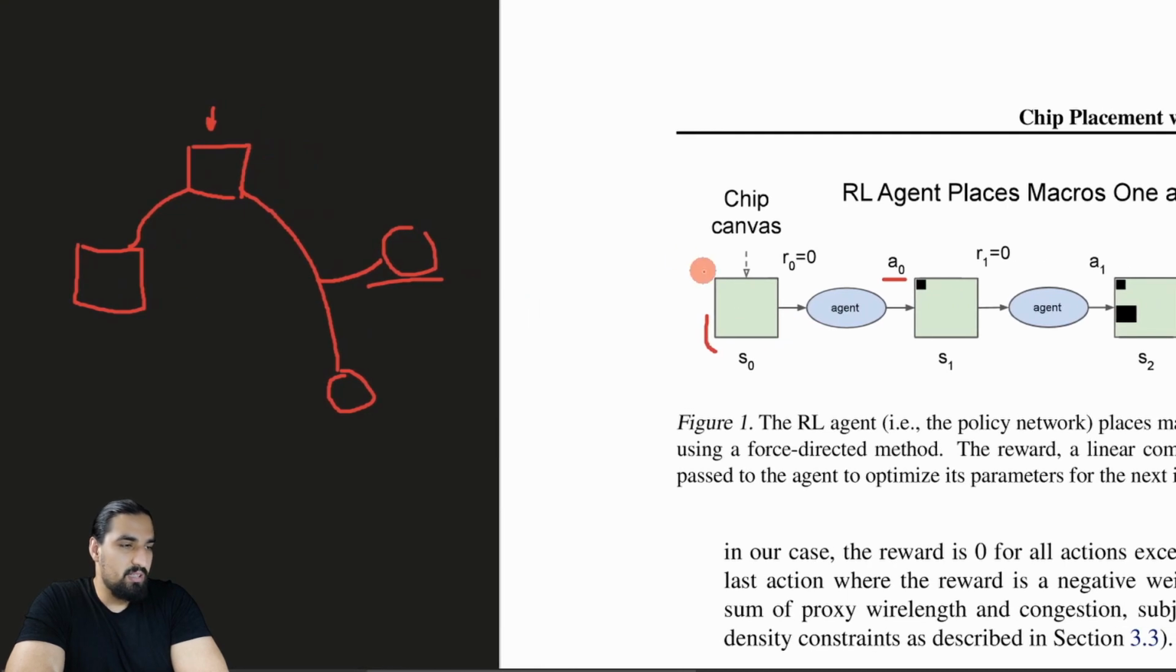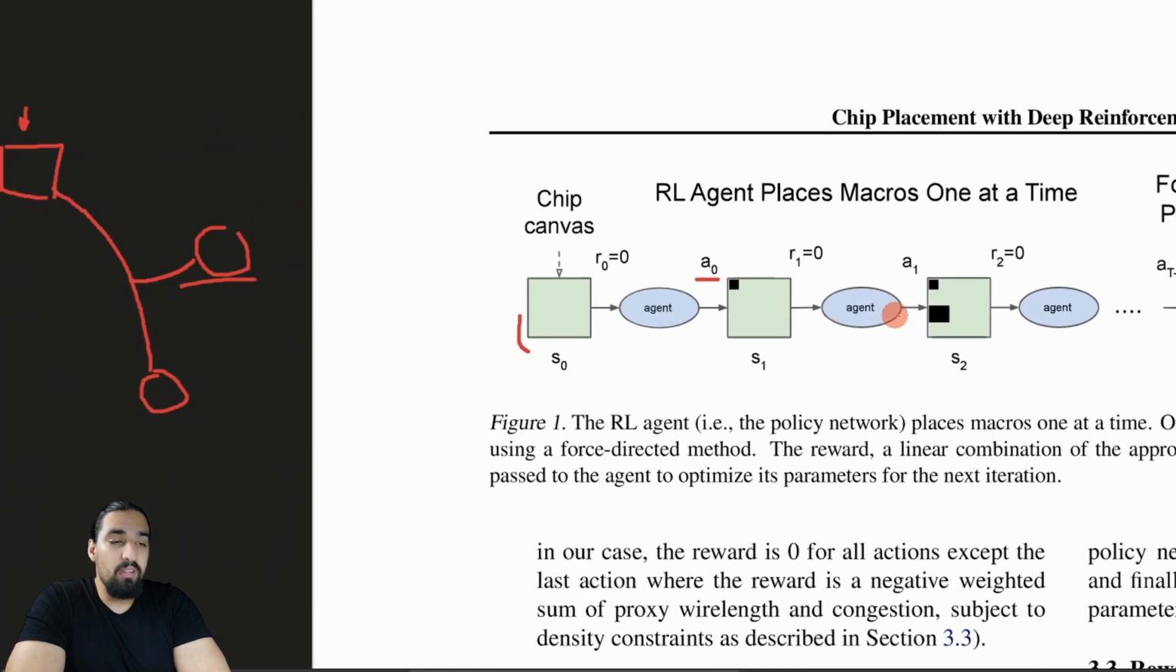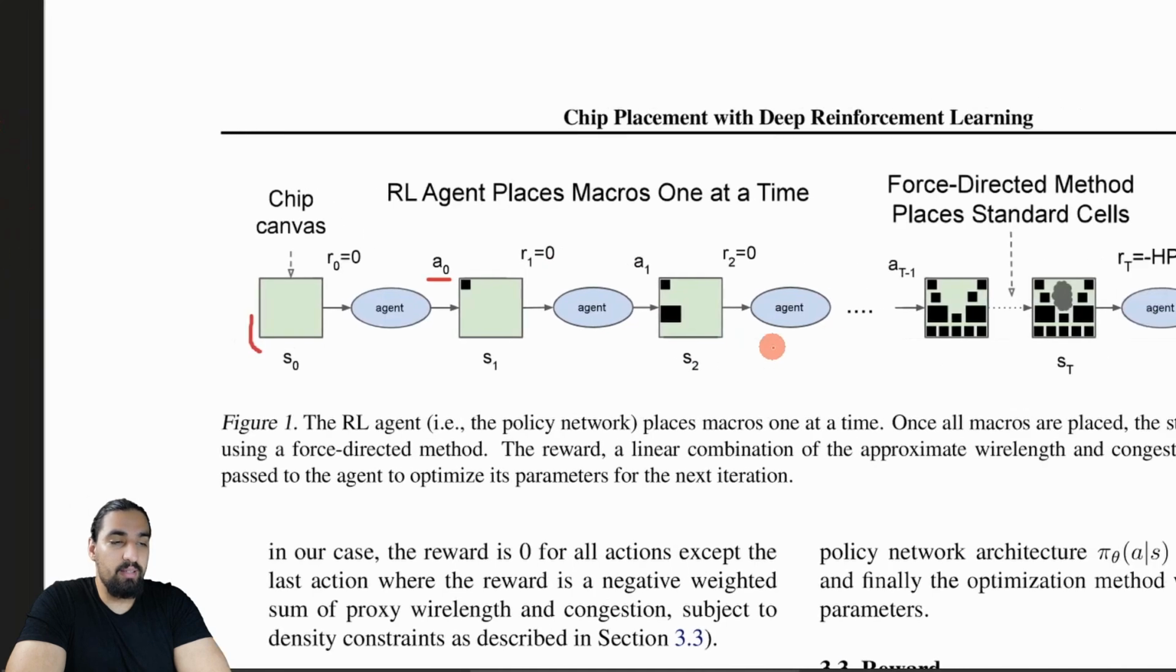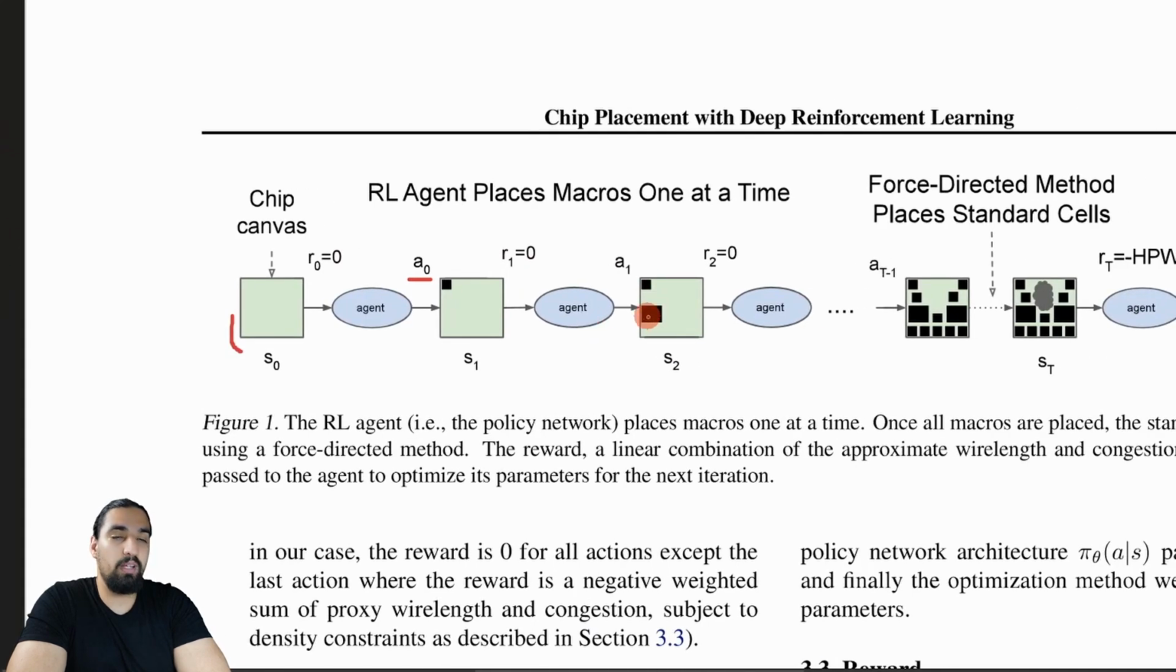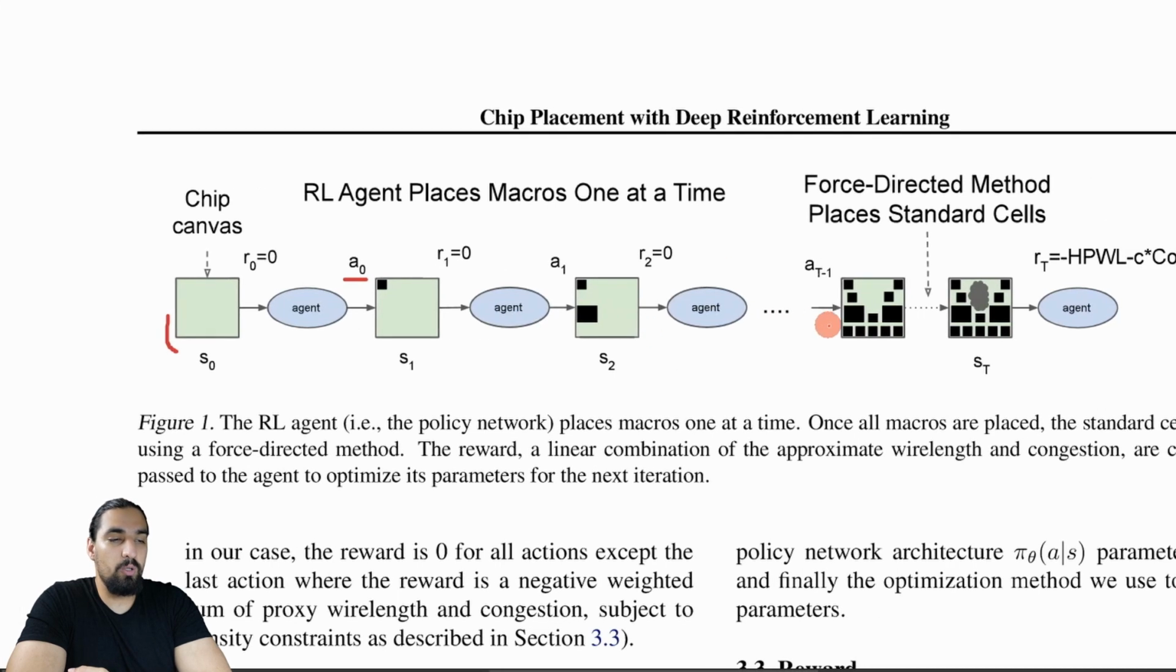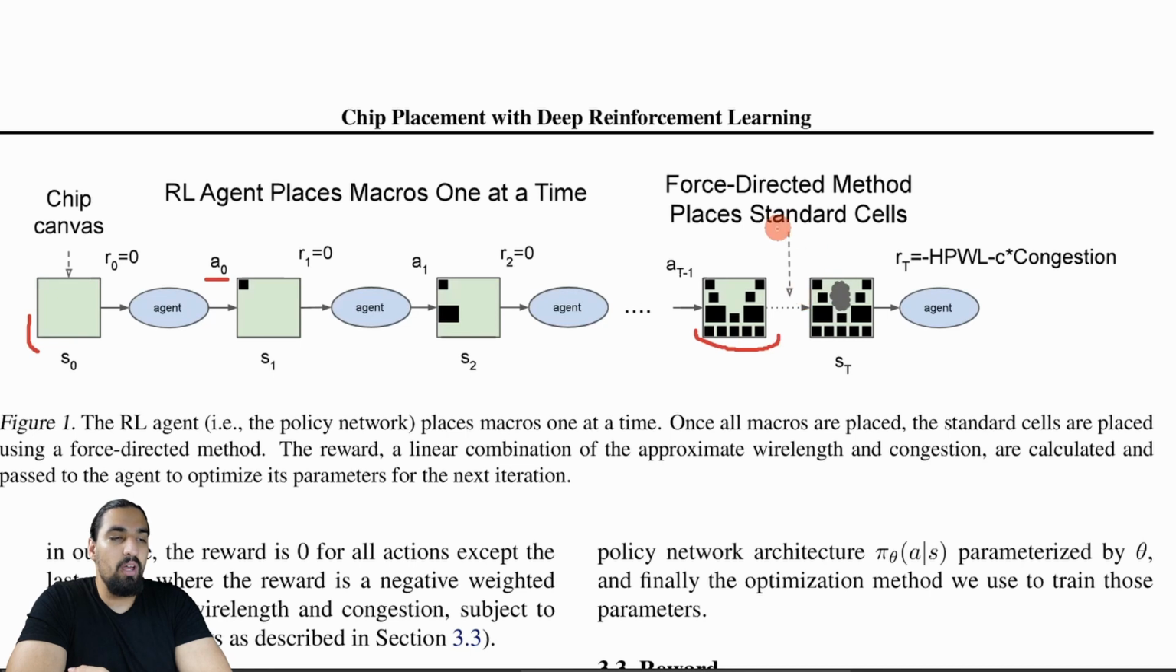So they place the macro here, and after that, you get a new state, and then you output a new action where you place another macro onto the chip canvas, and you do so until you've placed all of the macros, as you can see here. And then from that point on, you use this force-directed method to place the standard cells. You will just take those clusters of standard cells and place them somehow onto your chip canvas. And finally, you get the reward.